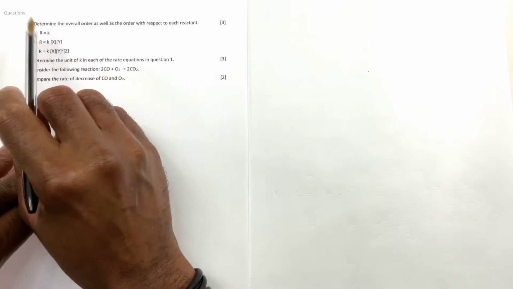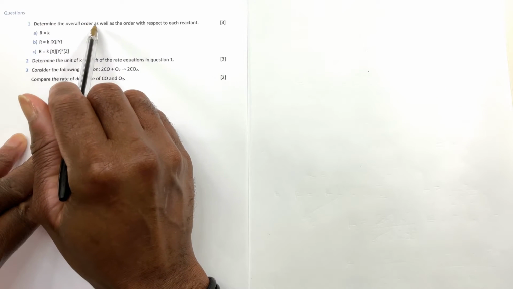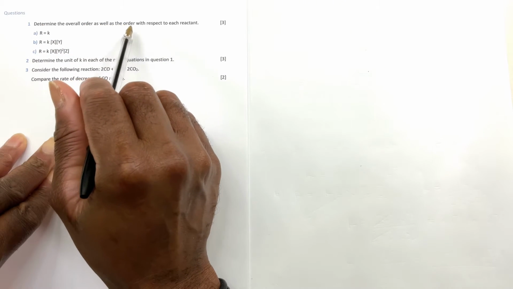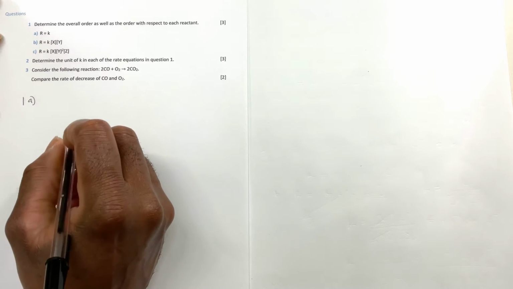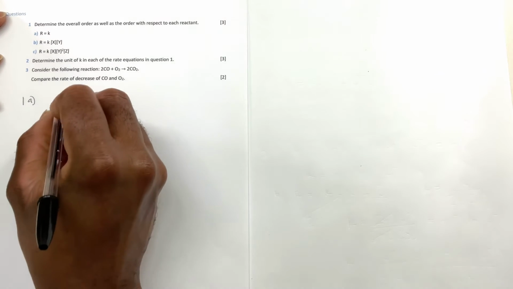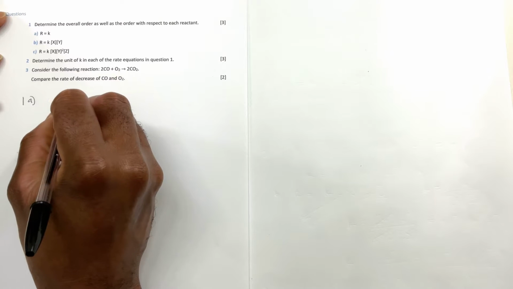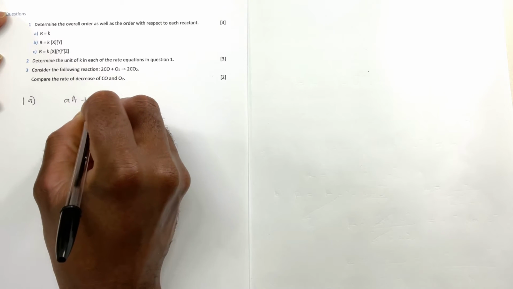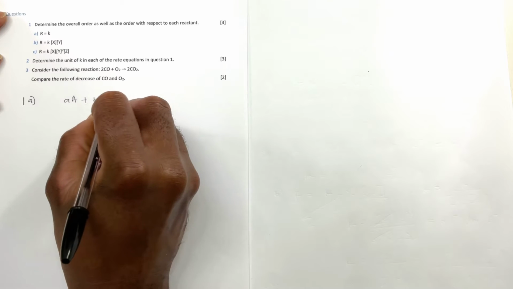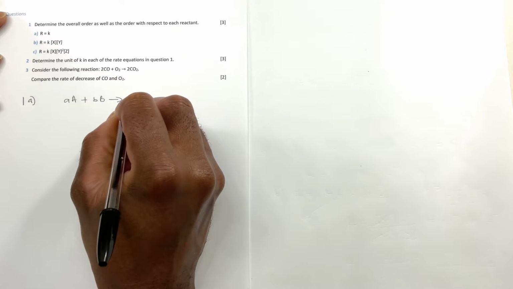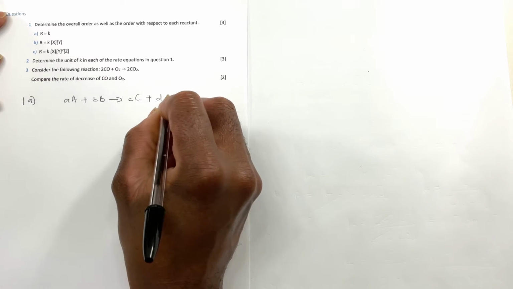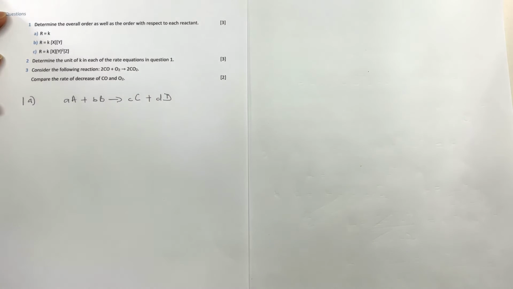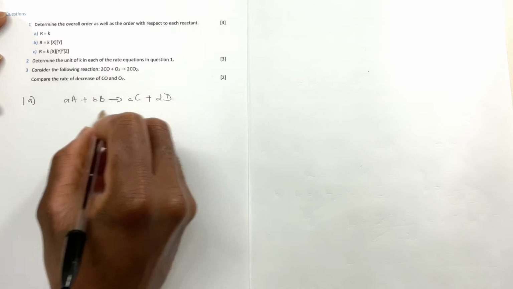Question 1. We need to determine the overall order as well as the order with respect to each reactant. So let's start with question 1A. Well, naturally, if you have a reaction where you have A plus B going to C plus D, you write the rate of reaction.